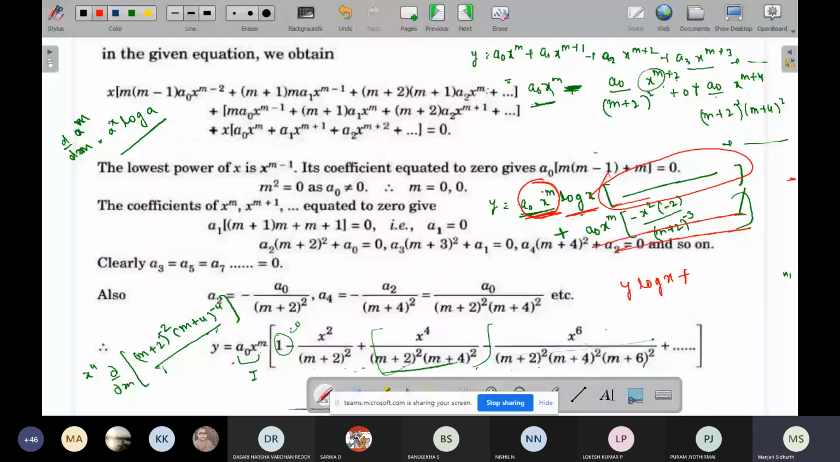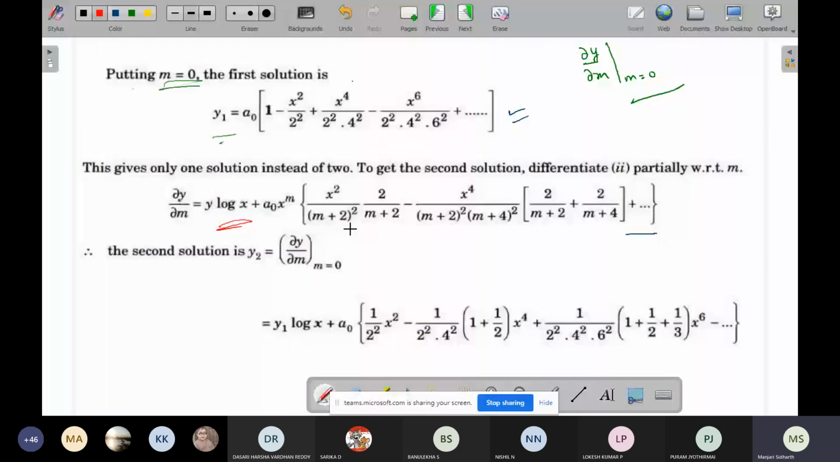See here, y log x and this. If you differentiate it, you will get this. See here and then take common. Otherwise, leave up to here, only the first term. It will take time. Now, once you get the partial derivative, put m equals 0. Putting m equals 0, that's it. You will get the second solution.